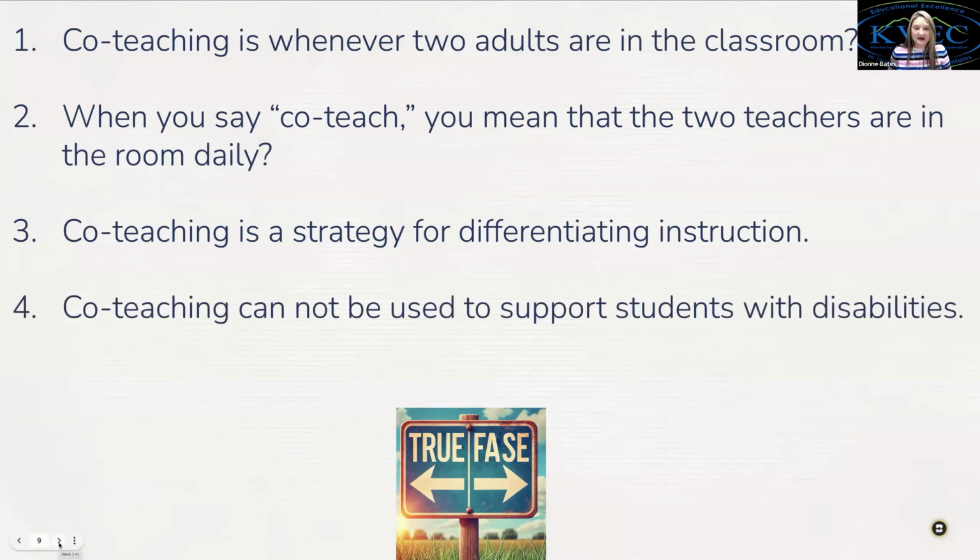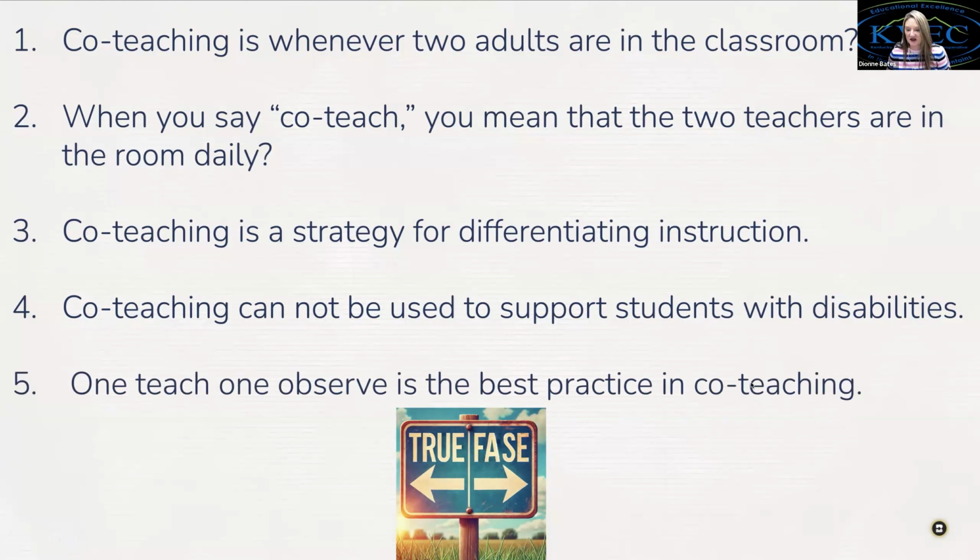You guys got 100% so far. All right. True or false? Co-teaching cannot be used to support students with disabilities. It might be a trick question. False. You can use that. That's exactly what co-teaching was for, to support students with disabilities, to meet their needs. The next one, we've got one more.